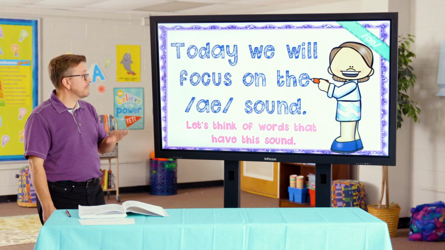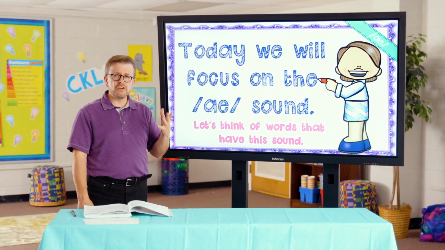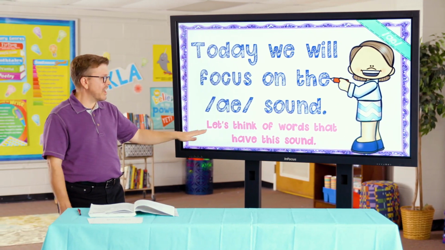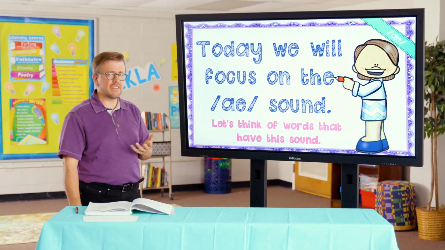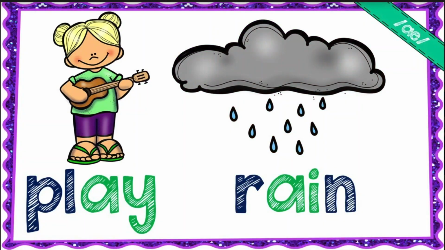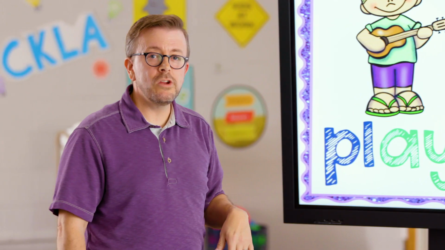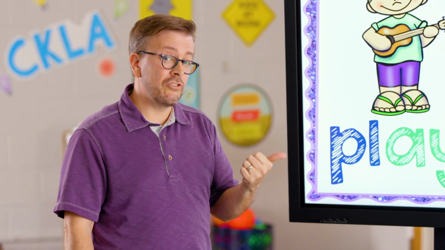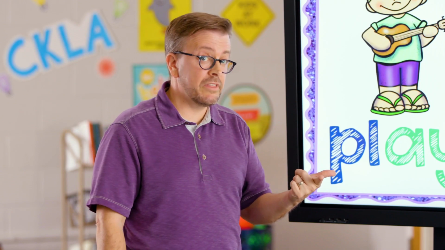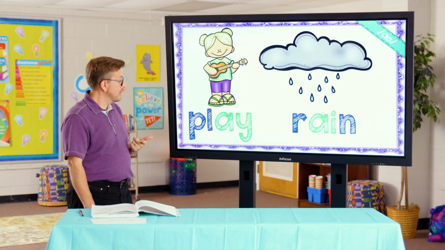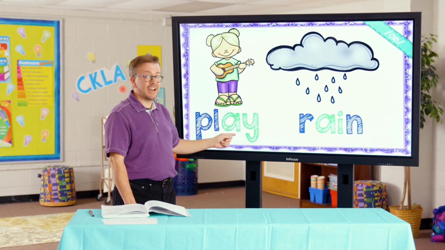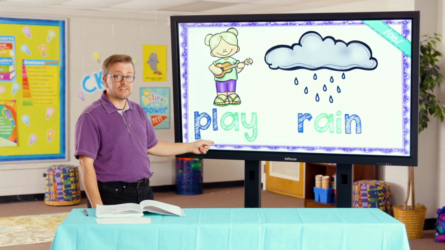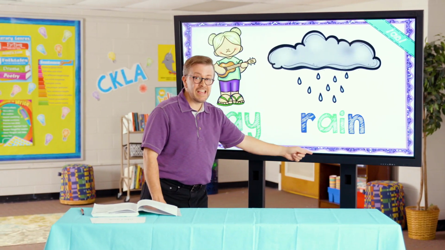All right, so today we're going to focus on this A sound. We're going to start to think of some words that make an A sound. Let's look at a couple examples here. Notice here we have the word play and the word rain. What do you notice about these two long A sounds? They're not made with just the A. They're not made with that magic E on the end. So you should start to see, hey, I've got a Y making the A sound, and over here I've got an AI making the A sound.